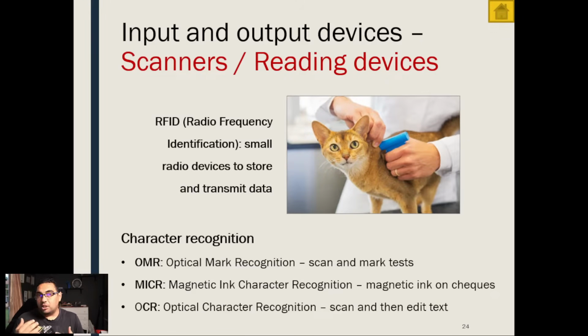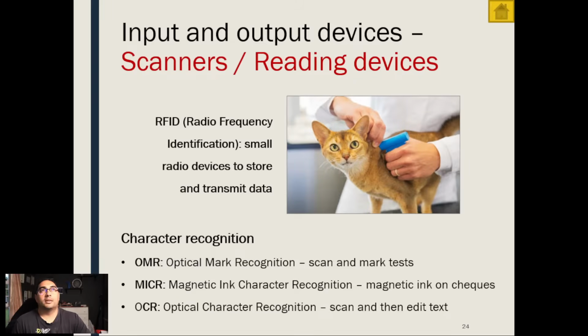You scan in a page and the software can actually read the letters on the page, and it turns it into, instead of a picture, a document, right? So now you can go and edit it. That's the point. We've also got OMR, which is optical mark recognition, where you can scan and mark tests.